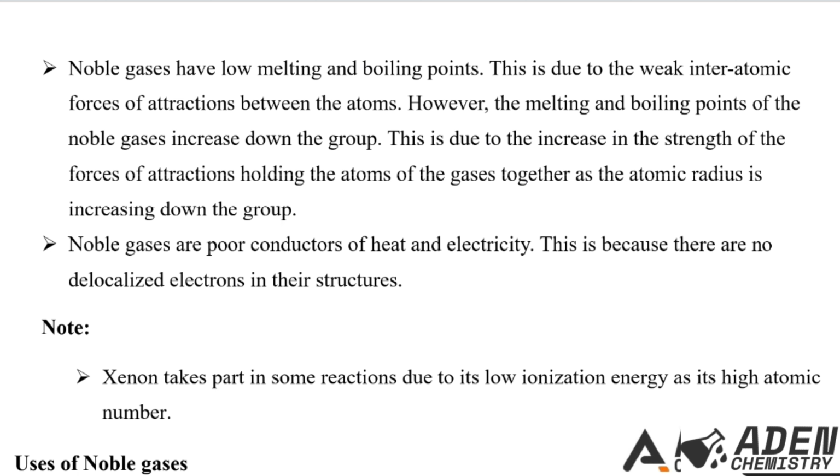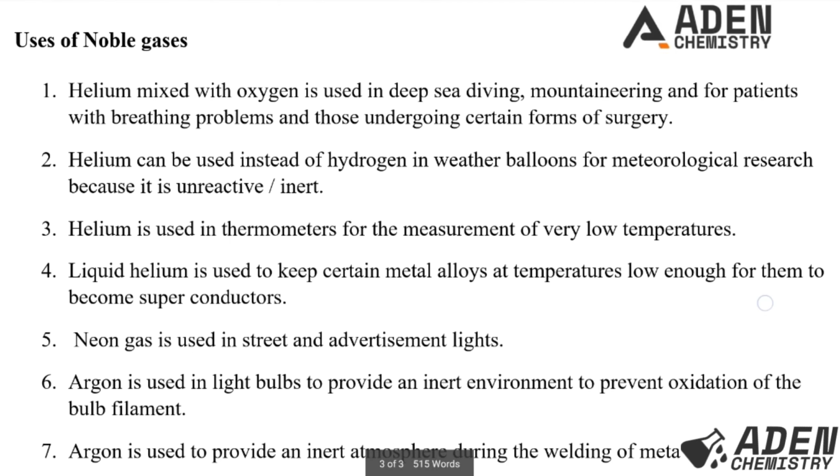So we are saying noble gases are poor conductors of heat and electricity. This is because they have no delocalized electrons in their structure. Delocalized electrons are electrons which are responsible for electrical conductivity. Note, we are saying xenon takes part in some reactions due to its low ionization energy as it has a high atomic number. Lastly, we are going to proceed to the uses of the noble gases.